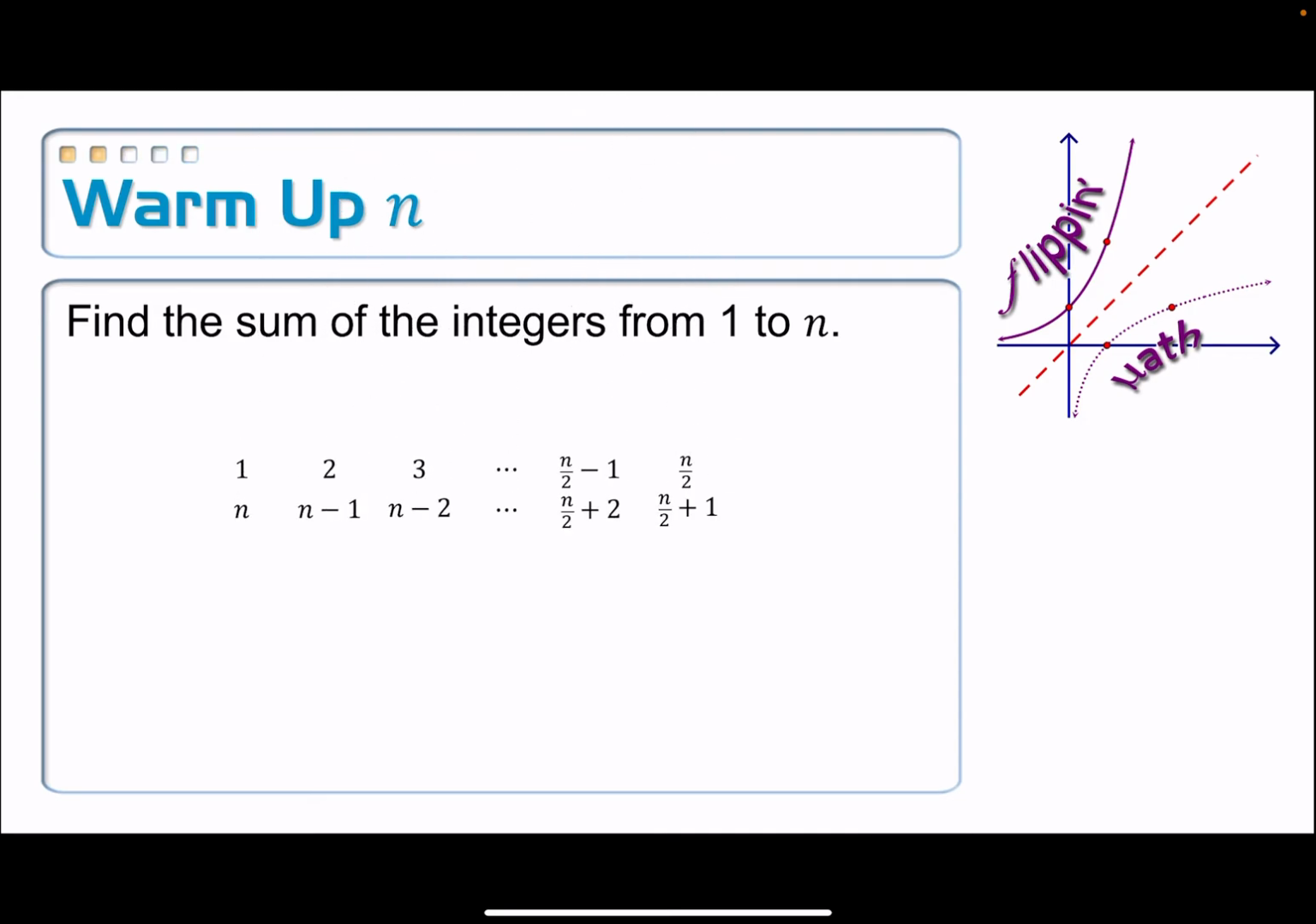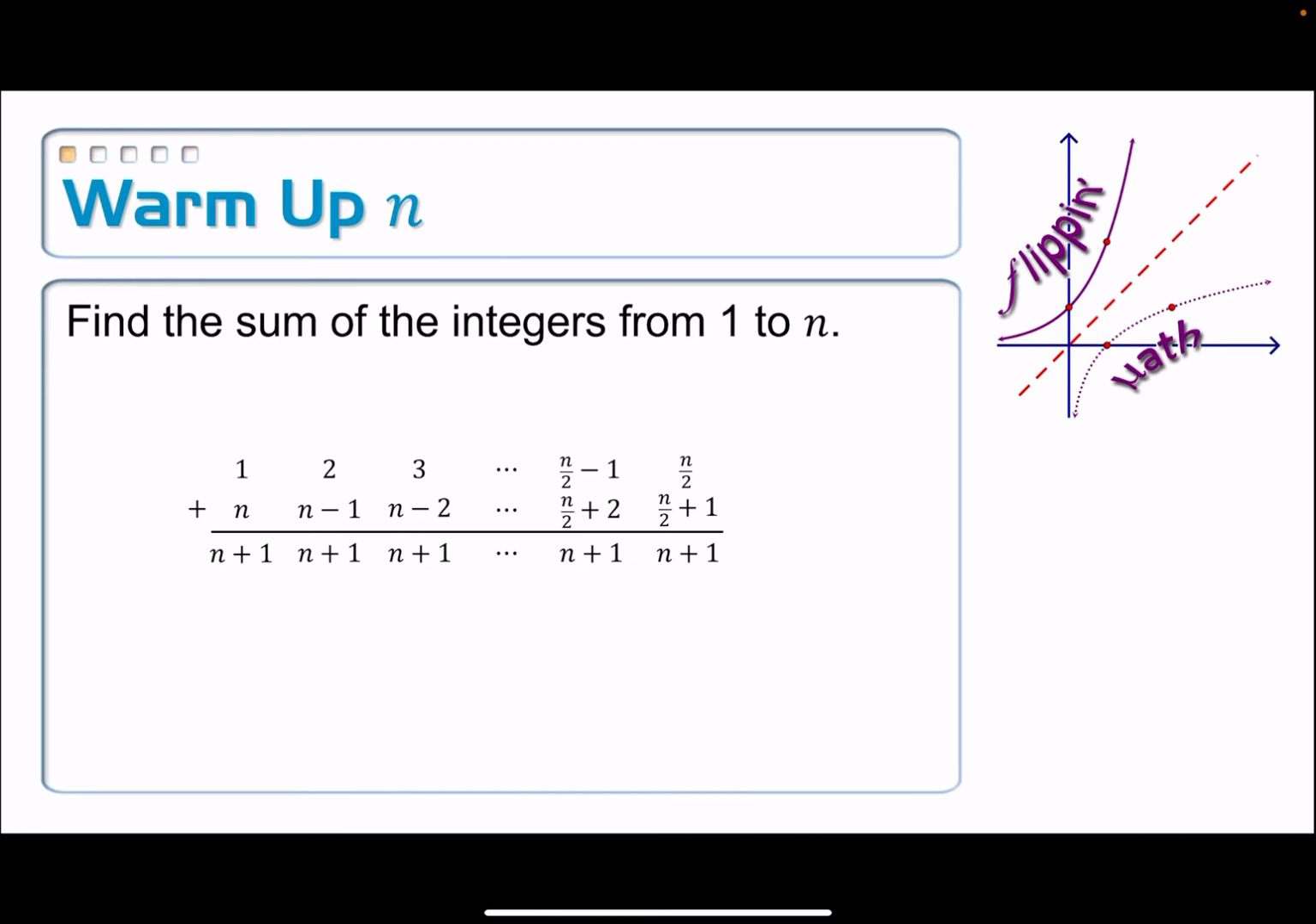Sprinkle in some numbers. I start counting on the top row, 1, 2, 3, skip a few, and I'm going to go all the way up halfway to my ending place, and then start counting backwards on that second row. How does that help me? We'll take a look at each one of these columns, add each one of them up. So here I have n plus 1, n minus 1 plus 2 would be n plus 1 again. n minus 2 plus 3 also gives me n plus 1. So you can see that I've got n plus 1 for each one of these columns.